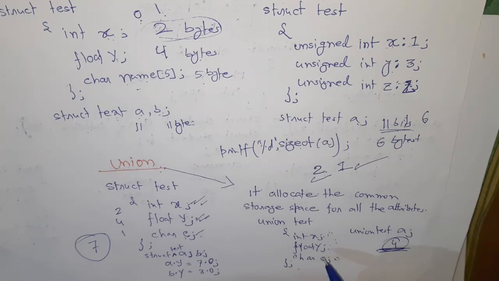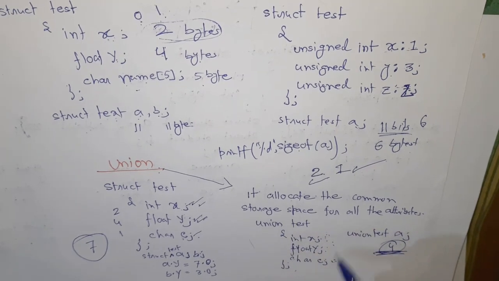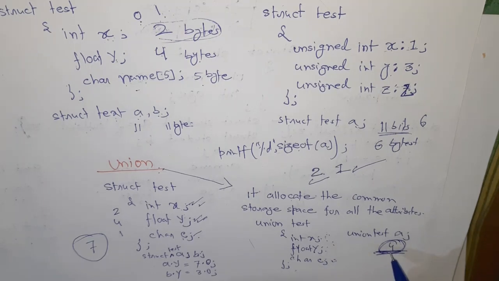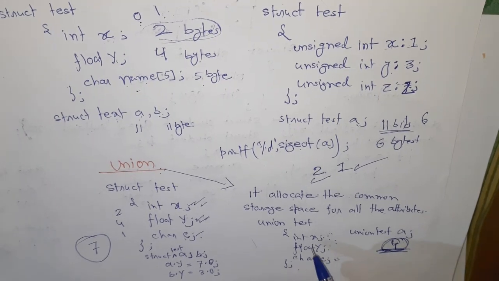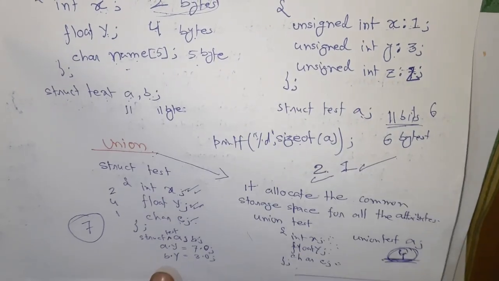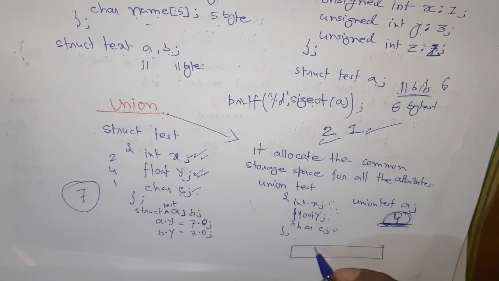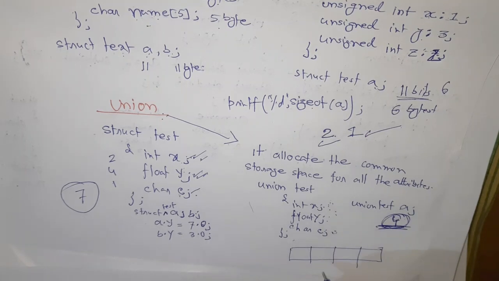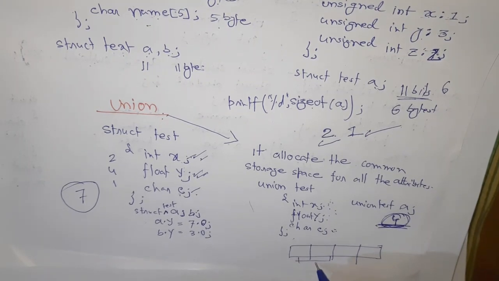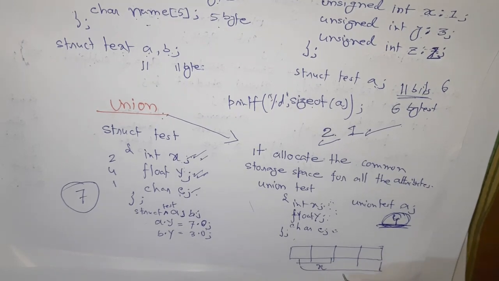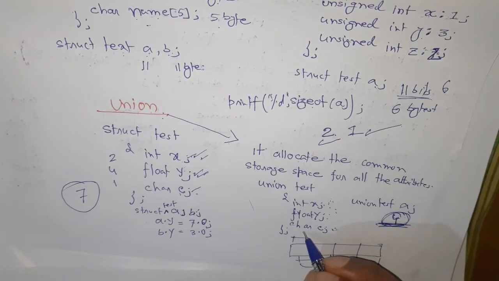So as such, we know the float basically has the largest storage space compared to the integer and character. So the float will occupy 4 bytes of space, so for the whole union, if you define any variable against this union, it will occupy only 4 bytes. So as a result, what will happen? We can use this 4 bytes of storage for x, this much of the space for y, and this much of the space for c.